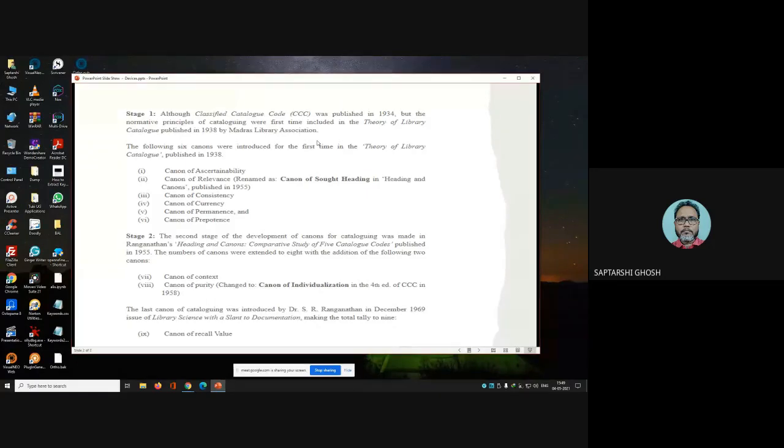Why normative principle? What is the normative principle? Normative principles means the rules, the norms, the governing rules for a particular idea or topic. So here we are dealing with the normative principles given by Ranganathan regarding library cataloguing. At the same time, normative principles are there for classification also. There are 43 canons and different principles. So these 43 normative principles are an amalgamation of canons, laws, principles, postulates.